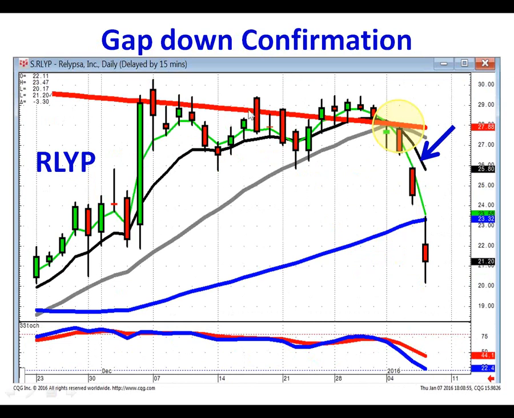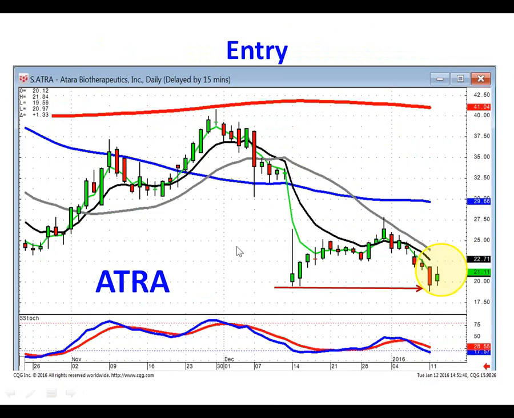RLYP, left-right combo, right here at the 200. They started gapping it down. We're shorting right here. Because if we see a left-right combo and they start gapping it down, we're going to stay short until we see a candlestick buy signal and a close above the T line.